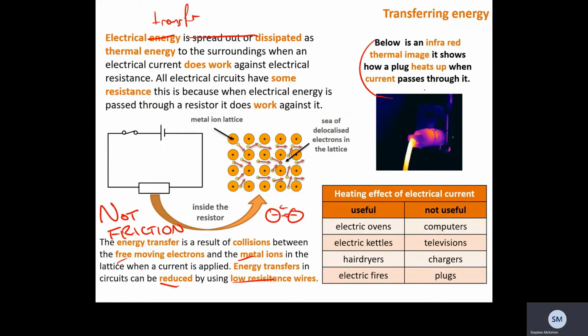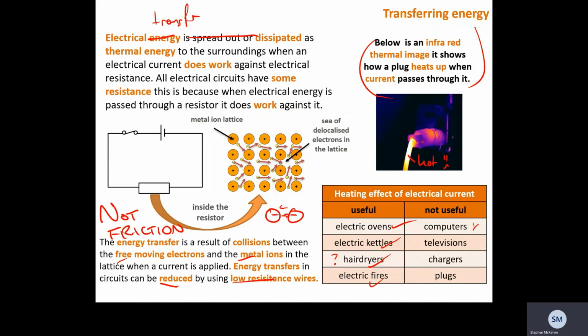Heating effects can be useful or they can be unuseful. This is a plug. This is hot. That is bad. We do not want our electrics melting. However, we do want our electric ovens getting hot, our kettles getting hot, our hair dryers. What's this? What's a hair dryer? Never heard of that. And what's an electric fire? We want those getting hot.